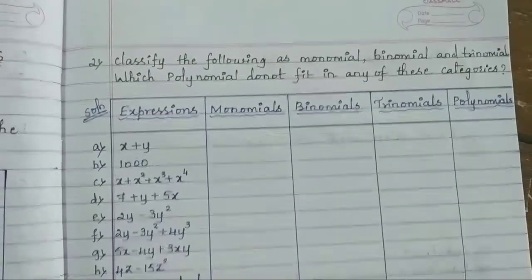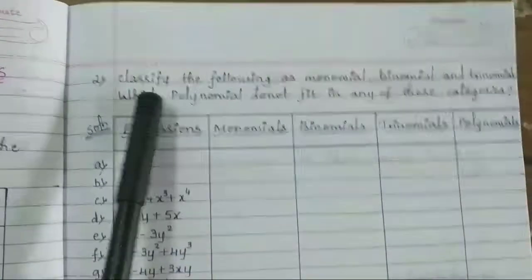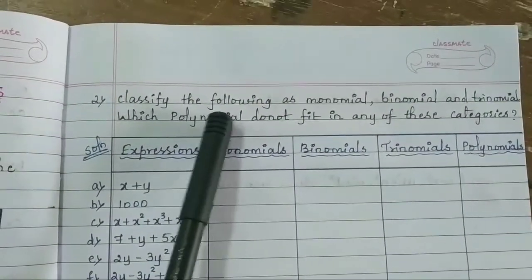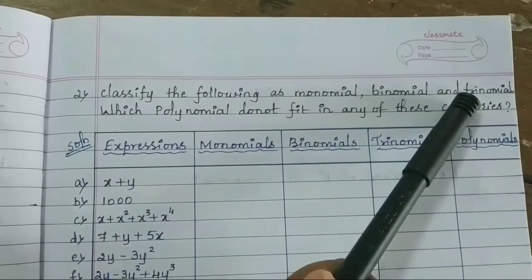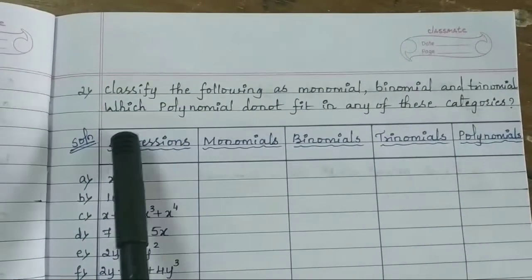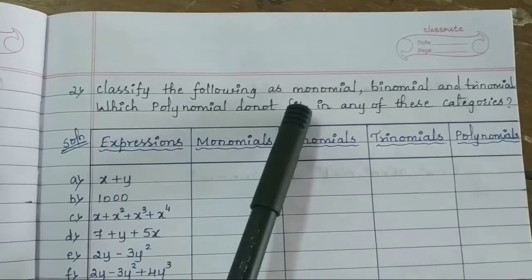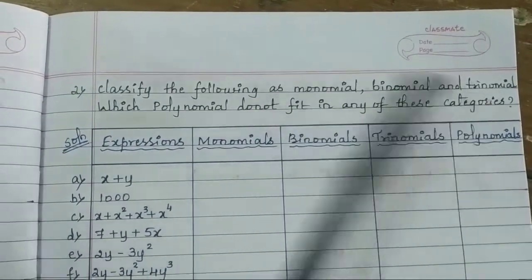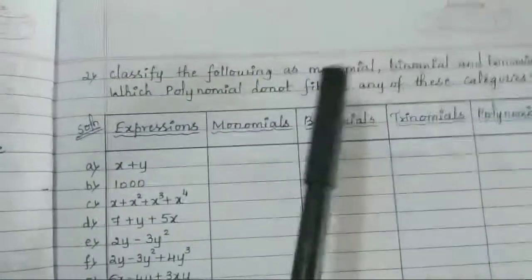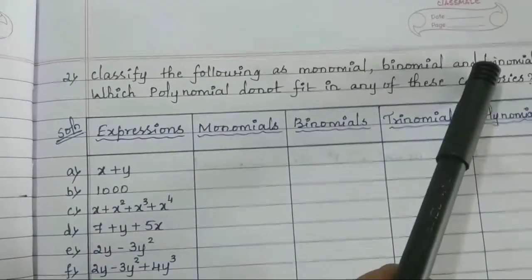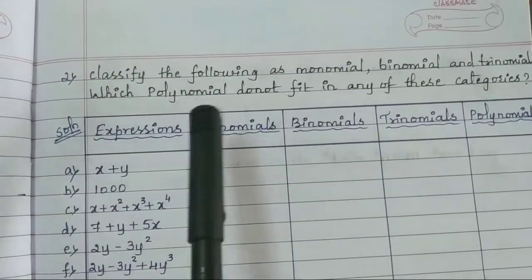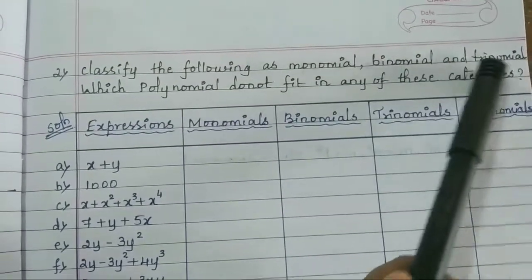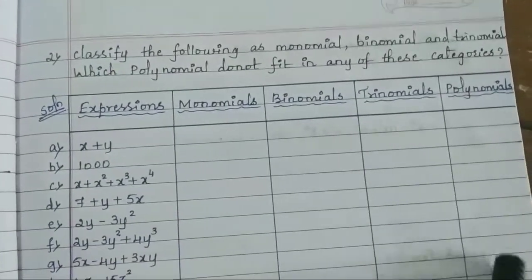So moving on to the second question. You can see the second question: classify the following as monomial, binomial and trinomial. Which polynomials do not fit in any of these categories? They are asking here, we have to classify these expressions as monomial, binomial and trinomial, and also the polynomials which do not fit into these will be written here.